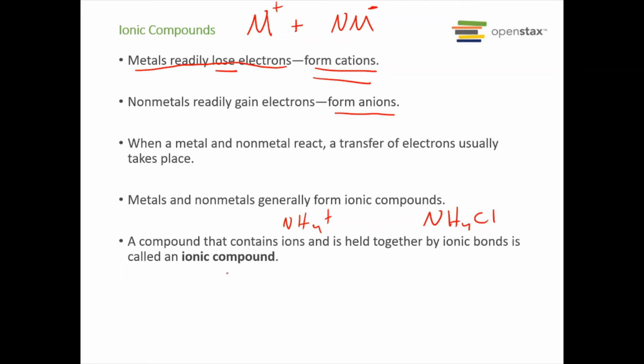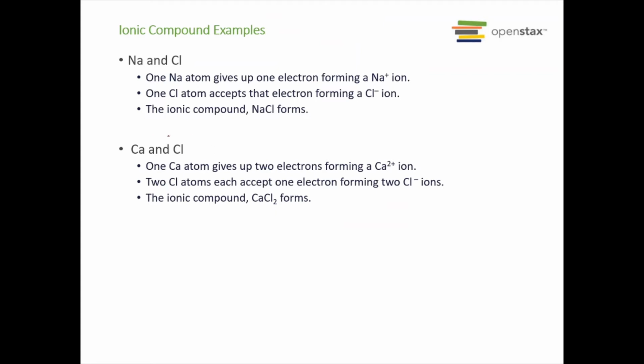So we refer to them as ionic compounds. Some examples that I showed you earlier: you have Na+ and Cl-. Again, this is a 1-to-1 ratio, so it's going to be NaCl. Perfect. Now calcium and chloride is a little bit different because calcium readily loses 2 electrons and chloride only picks up 1.